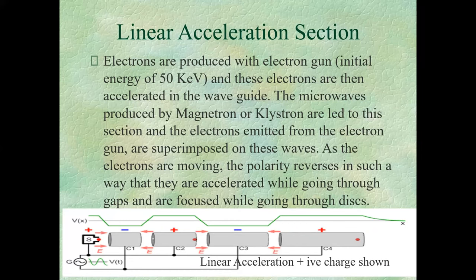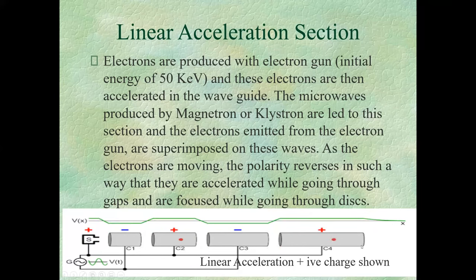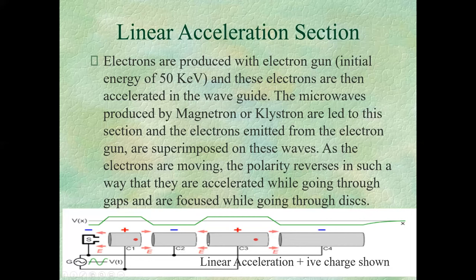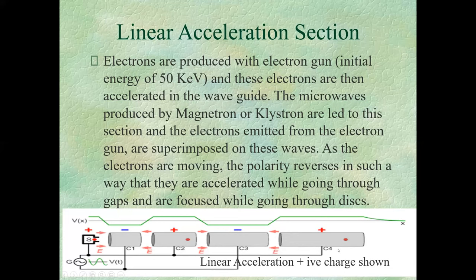The disks are not of equal length because as we are moving forward, the electrons are accelerating and we need larger and larger disks to confine them. In the beginning, as I said, they are 50 kilo electron volts, so we need smaller length disks to confine them. But as they are going through the gaps, they are accelerating, and because of their acceleration, we need larger and larger disks.